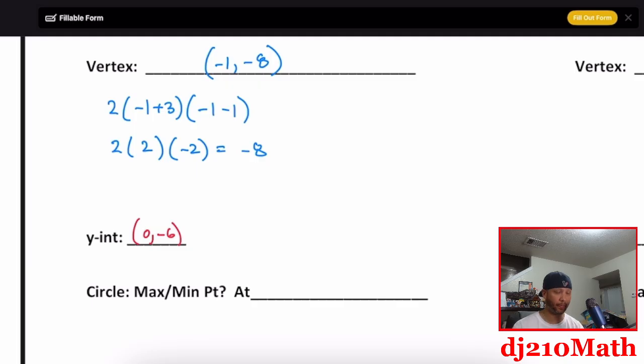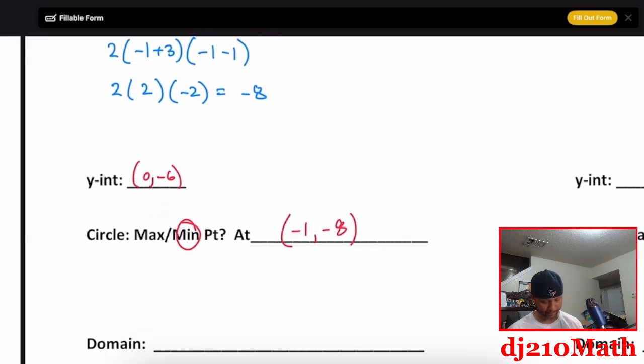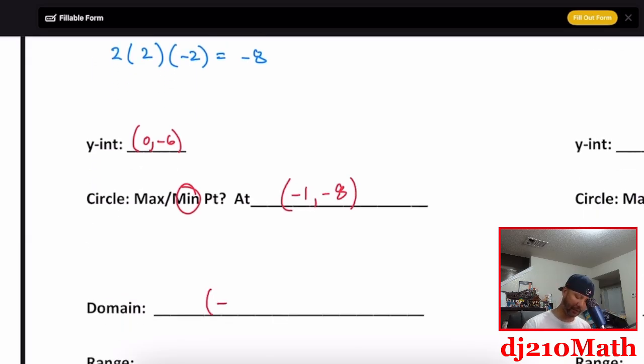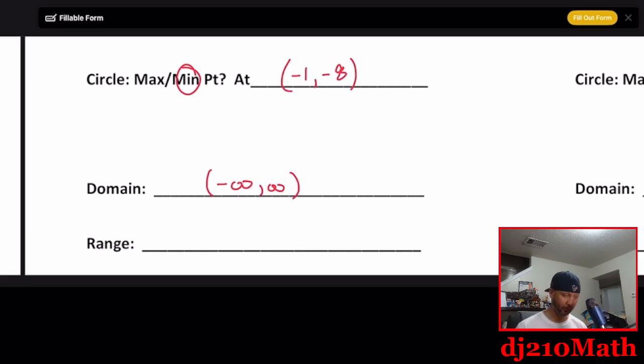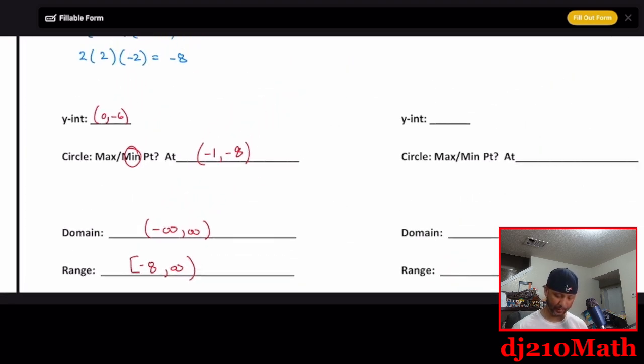It opens up, so it has a minimum value at the vertex. -1, -8. Domain, easy. All real numbers. The range, it opens up, so it starts at the vertex, the y value that is, and goes towards infinity. It's not bad. It's not bad at all.